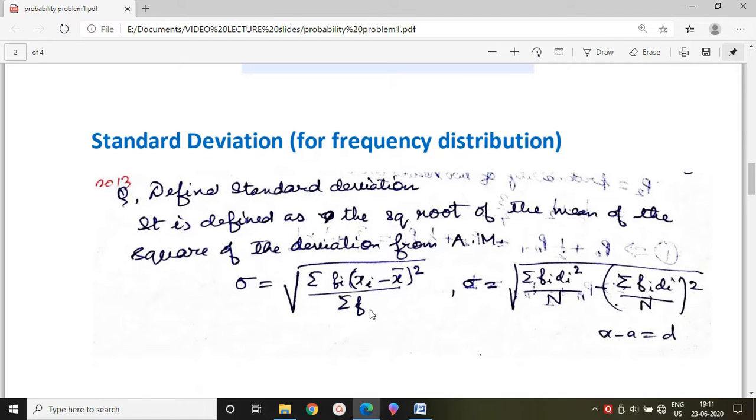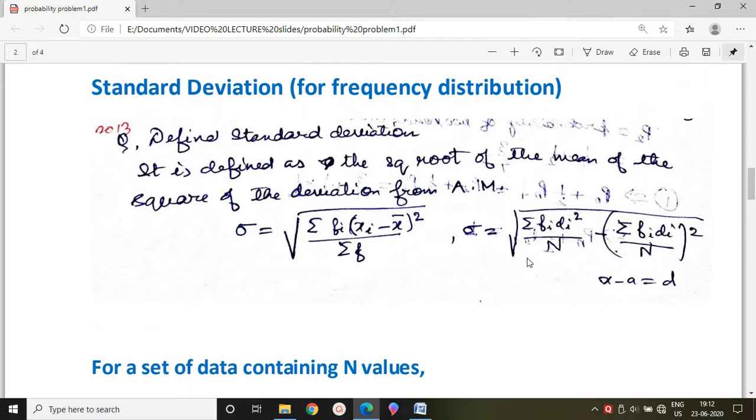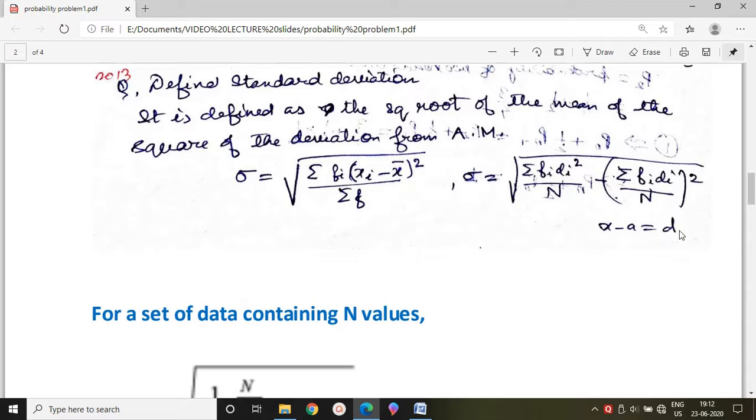Here I could have written sum over fi, but here only sum over f is written. So standard deviation sigma is a square root of sum over fi xi minus x bar square divided by this sum over fi. This standard deviation can be found out by using a shortcut formula. The shortcut formula is square root of sum over fi di square by n minus sum over fi di by n whole square, and here your di is xi minus a.